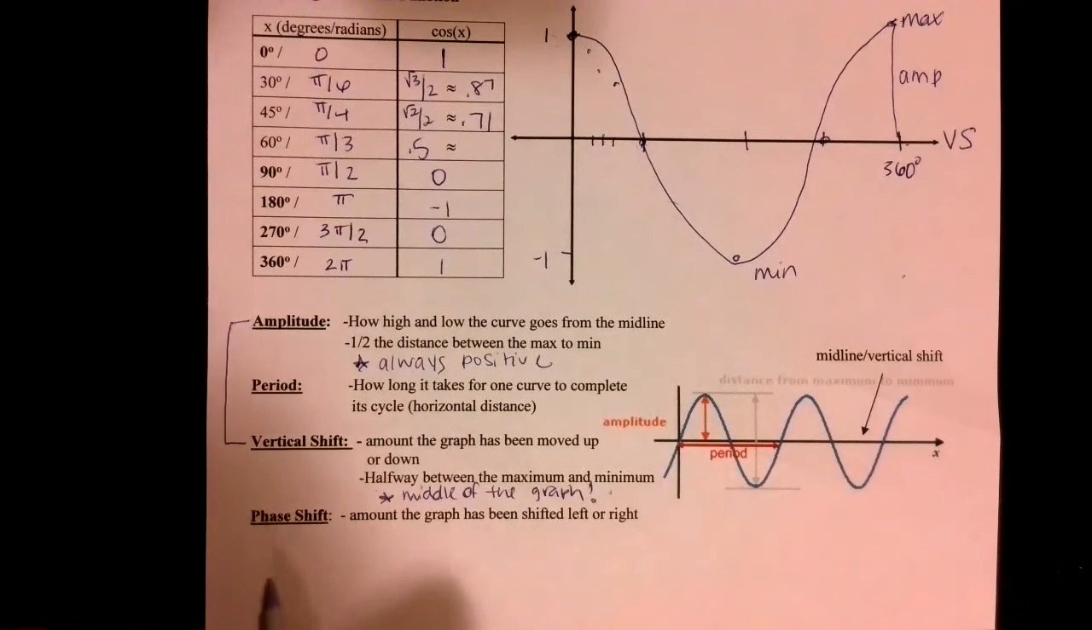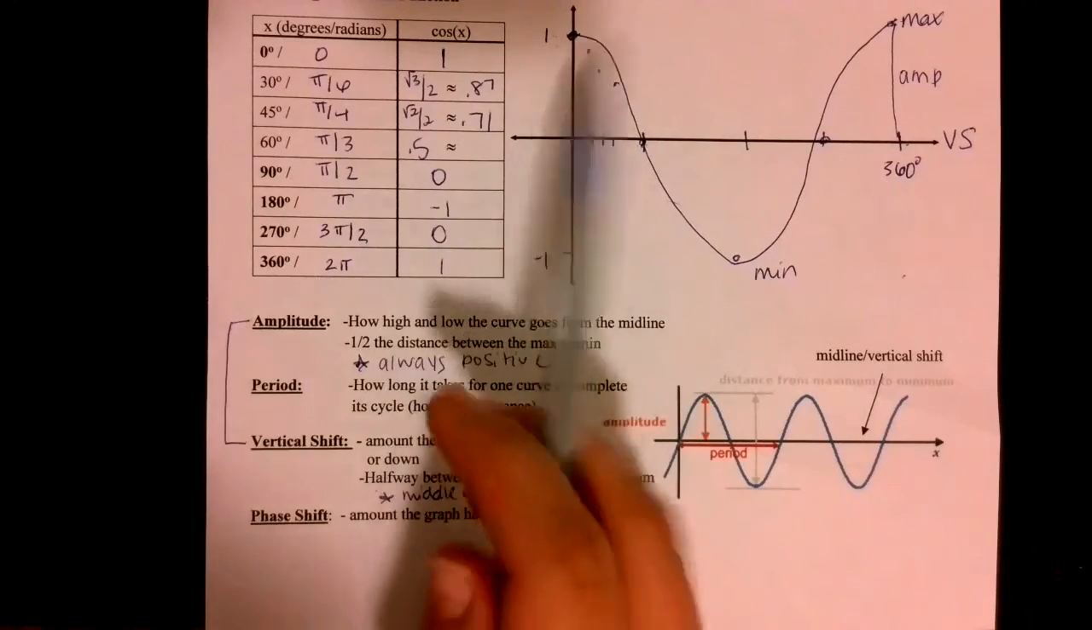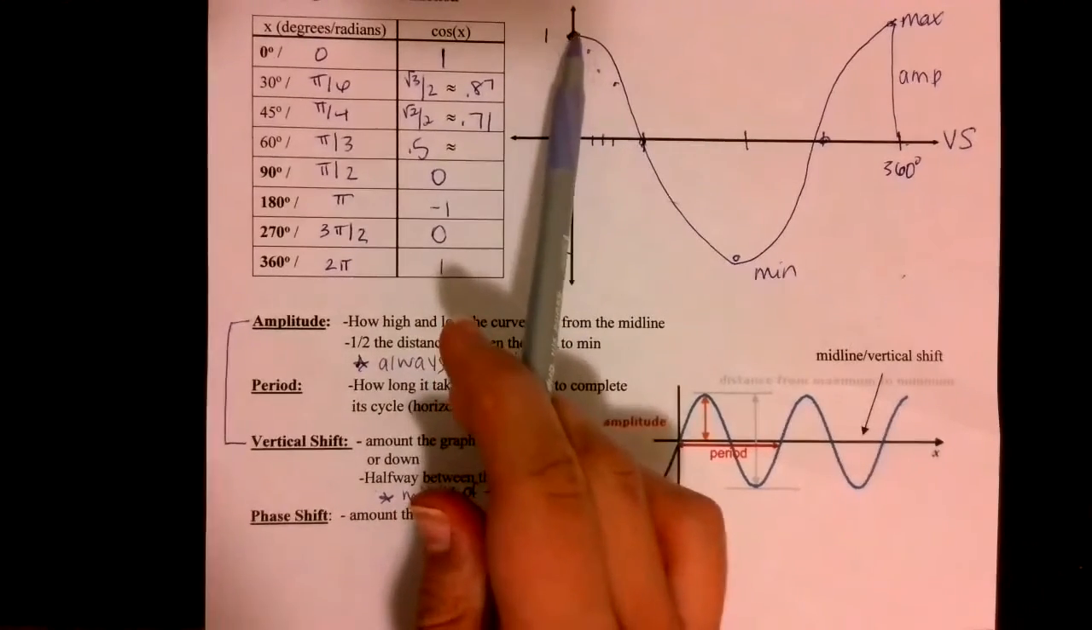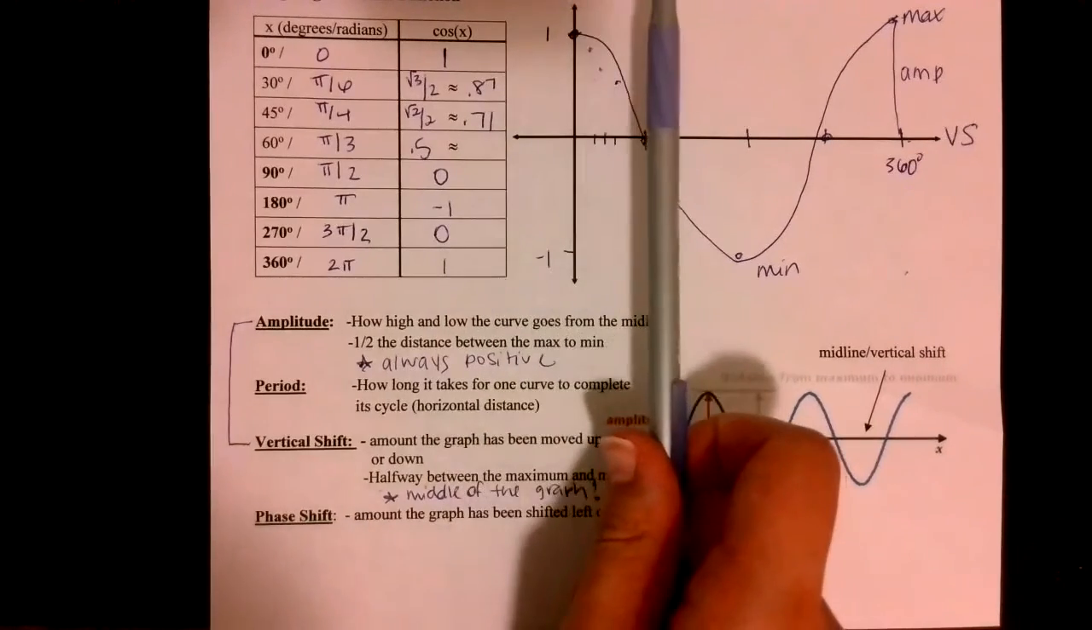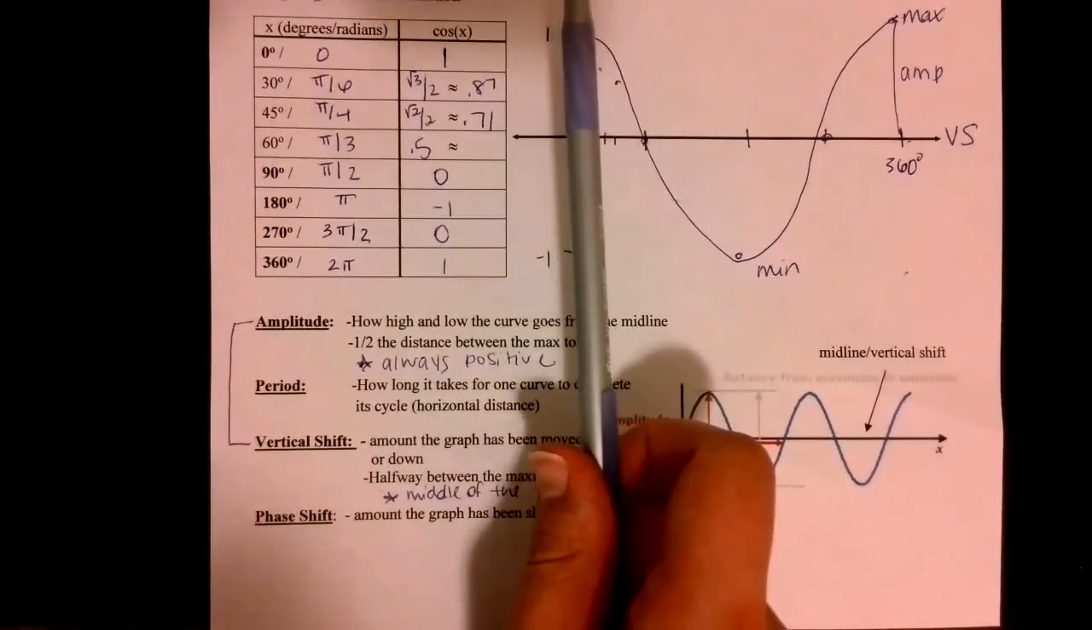Okay. Phase shift, the last one, that's just how much the graph is shifted left or right. So if cosine starts at its maximum, then right now on the parent graph, that's at 0, but maybe it shifted right 30 degrees, and then it would have a phase shift of 30.